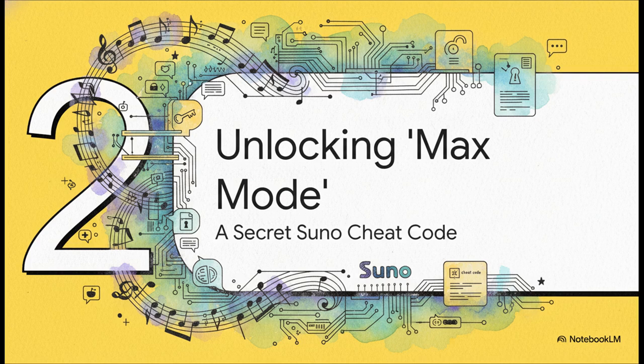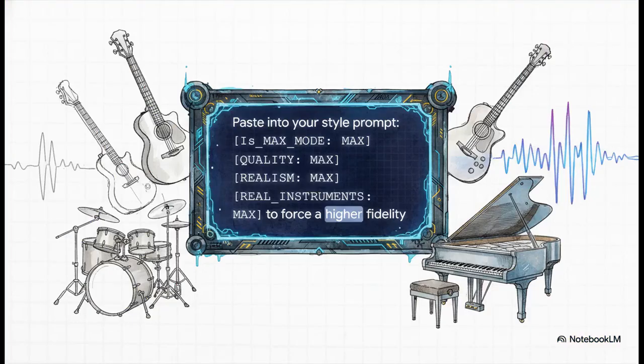All right, this is the first huge breakthrough. Seriously, think of it like a secret menu or a cheat code for Suno that some really clever users on Reddit figured out and shared. It's basically a way to tell the AI, hey, put some more muscle into this one. And this is it. This is the secret code. You just copy and paste this exact string of text and drop it right at the top of your style prompt box. What these tags are doing is essentially forcing Suno into a higher fidelity mode.